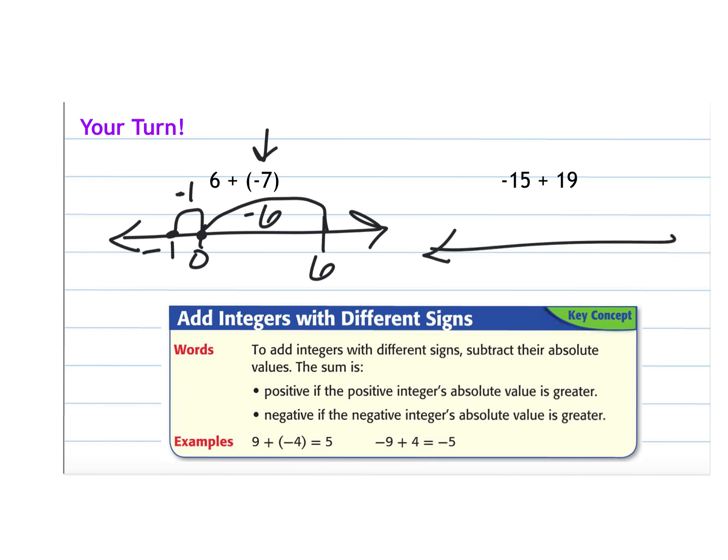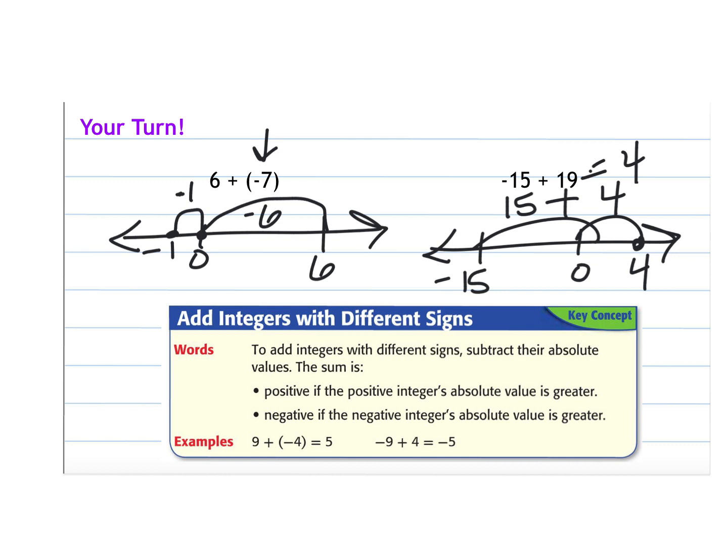Negative 15 plus 19. Here's 0. Here's negative 15. I know that it's 15 positive steps to get to 0. And then I need 4 more positive steps so that it's adding 19, because 15 plus 4 is 19. So then my answer would be 4.